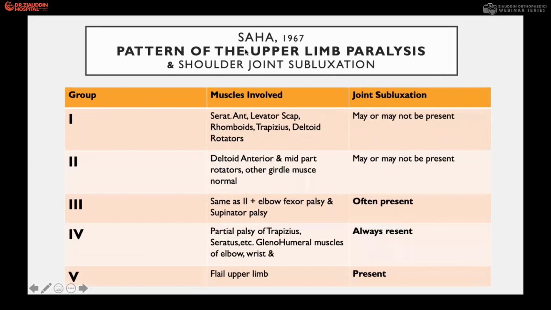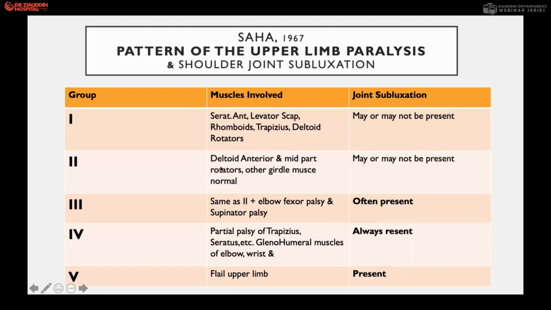Saha also explained the pattern of paralysis in the upper limb. He classified these into 5 groups depending on the severity of the paralysis and the number of joints involved. The muscles mostly paralyzed in type 1 are the serratus anterior, levator scapulae, rhomboids, trapezius and deltoid. When these muscles are paralyzed, there may not be dislocation or subluxation of the shoulder joint. But when the deltoid anterior and mid-part and rotators are involved, but other girdle muscles remain normal, there may or may not be subluxation of the shoulder joint.